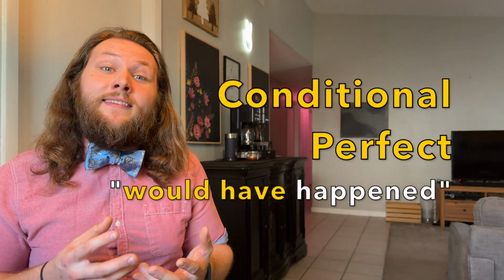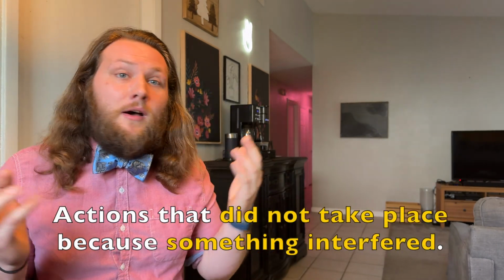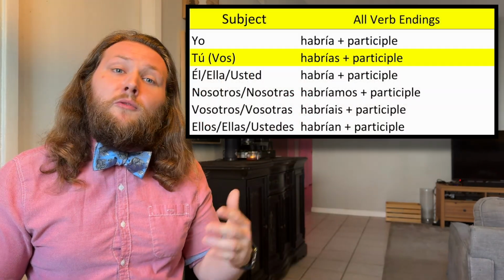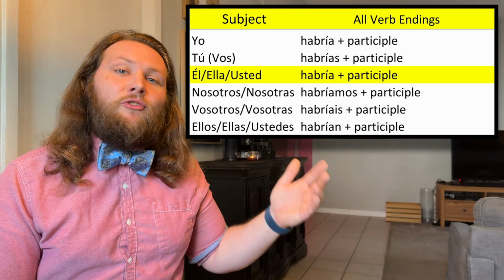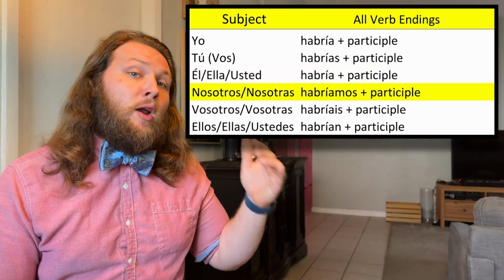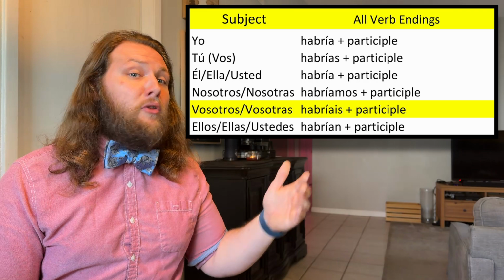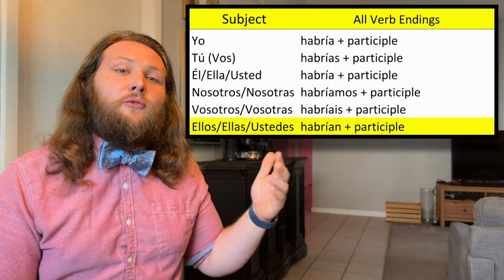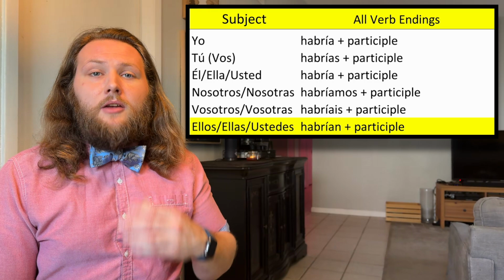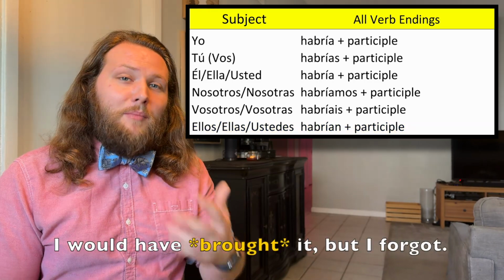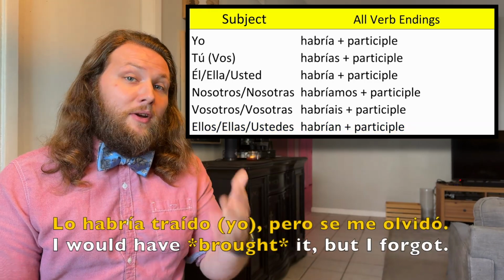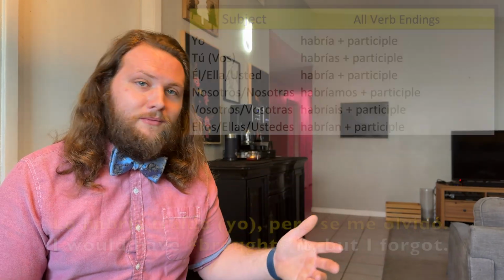Our final perfect tense in the indicative mood is the conditional perfect, which is how we say things that would have happened but didn't because of some reason or another. Conjugations are yo habría, tú, vos habrías, él, ella, usted habría, nosotros, nosotras habríamos, vosotros, vosotras habríais, and ellos, ellas, ustedes habrían. Translating "I would have bought it, but I forgot" gives us "lo habría traído, pero se me olvidó."